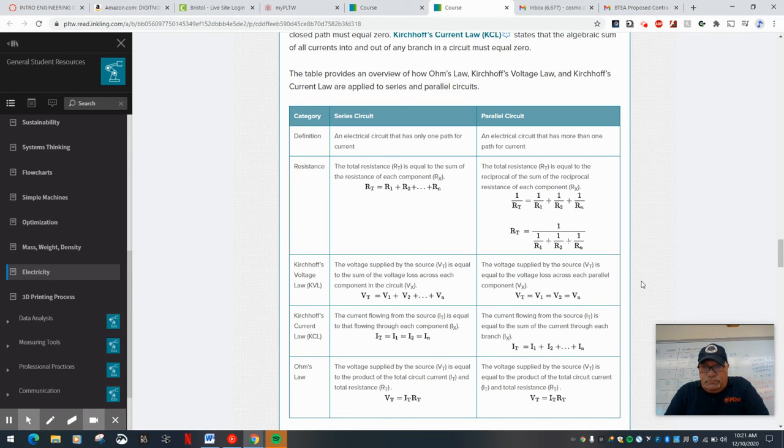And then in a parallel circuit, the voltage supplied by the source, VT, is equal to the voltage loss across each parallel component. So there you go again. VT is equal to V1 equal to V2 equal to V3, and so on. All right, that's how that goes.